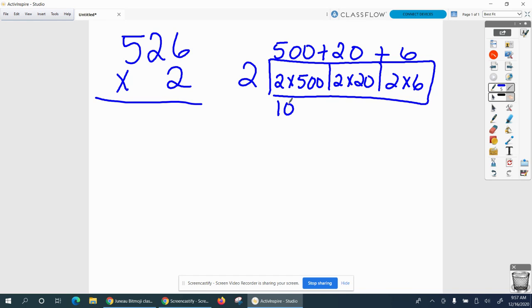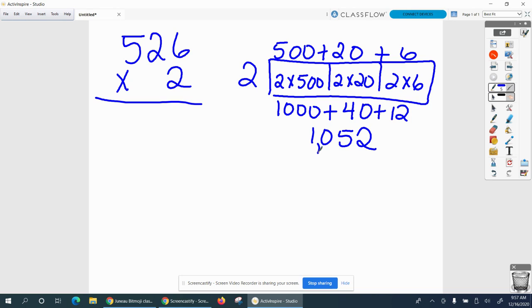1,000. 1,000 plus 2 times 20 would be 40. And 2 times 6 would be 12. All right. So that would give me 4 and 1 would be 5. So that would give me 1,052.